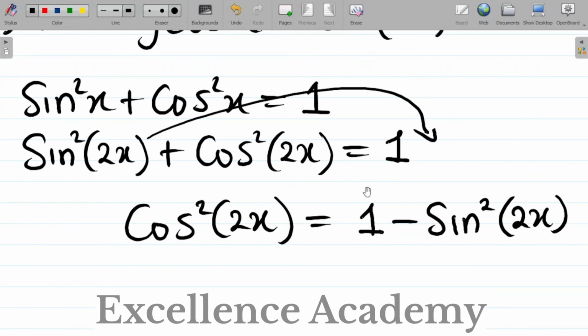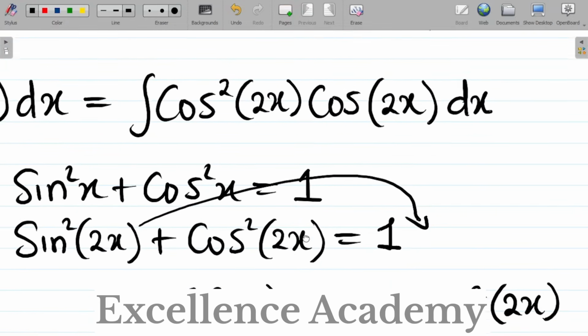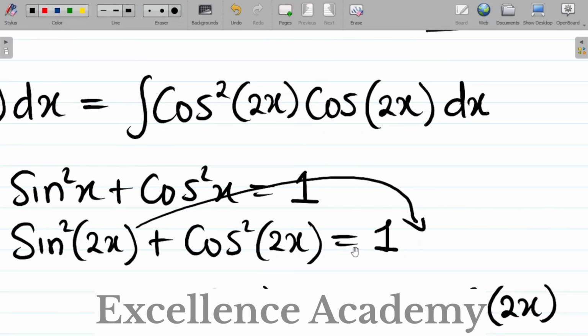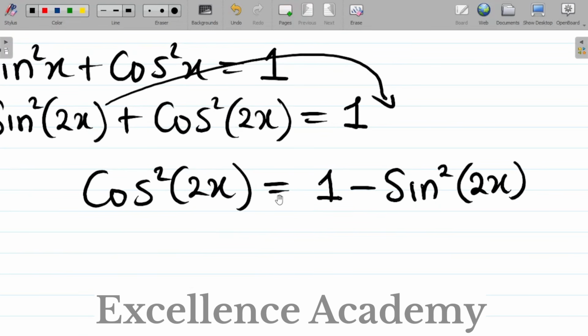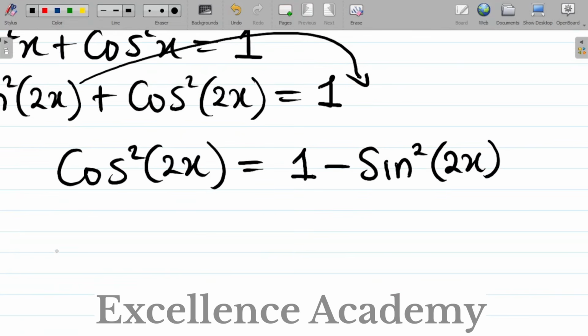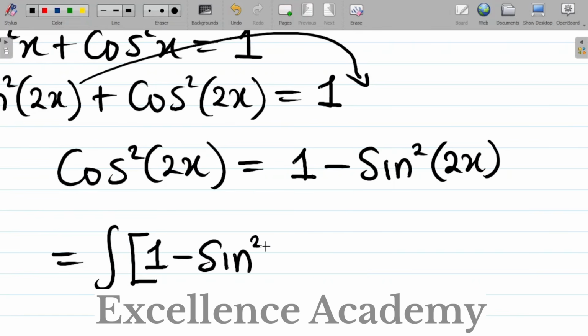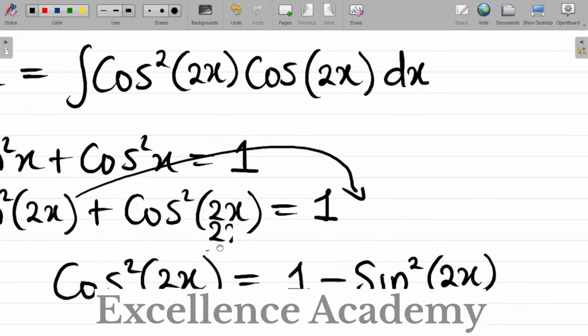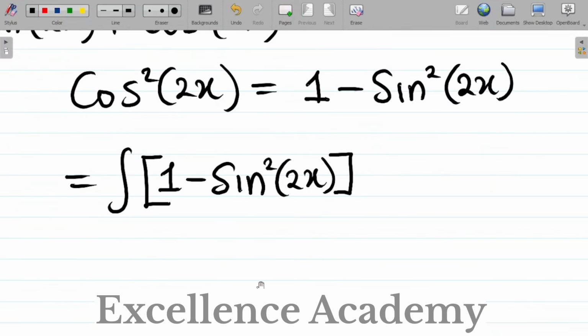Now, if this is the case, let's substitute this into the question. So when we have the integral of cos squared 2x, the value of cos squared 2x is the same thing as 1 minus sine squared 2x. Hence, this should now be equal to the integral of 1 minus sine squared 2x, which is cos squared 2x, and then next up, you have cos 2x dx.